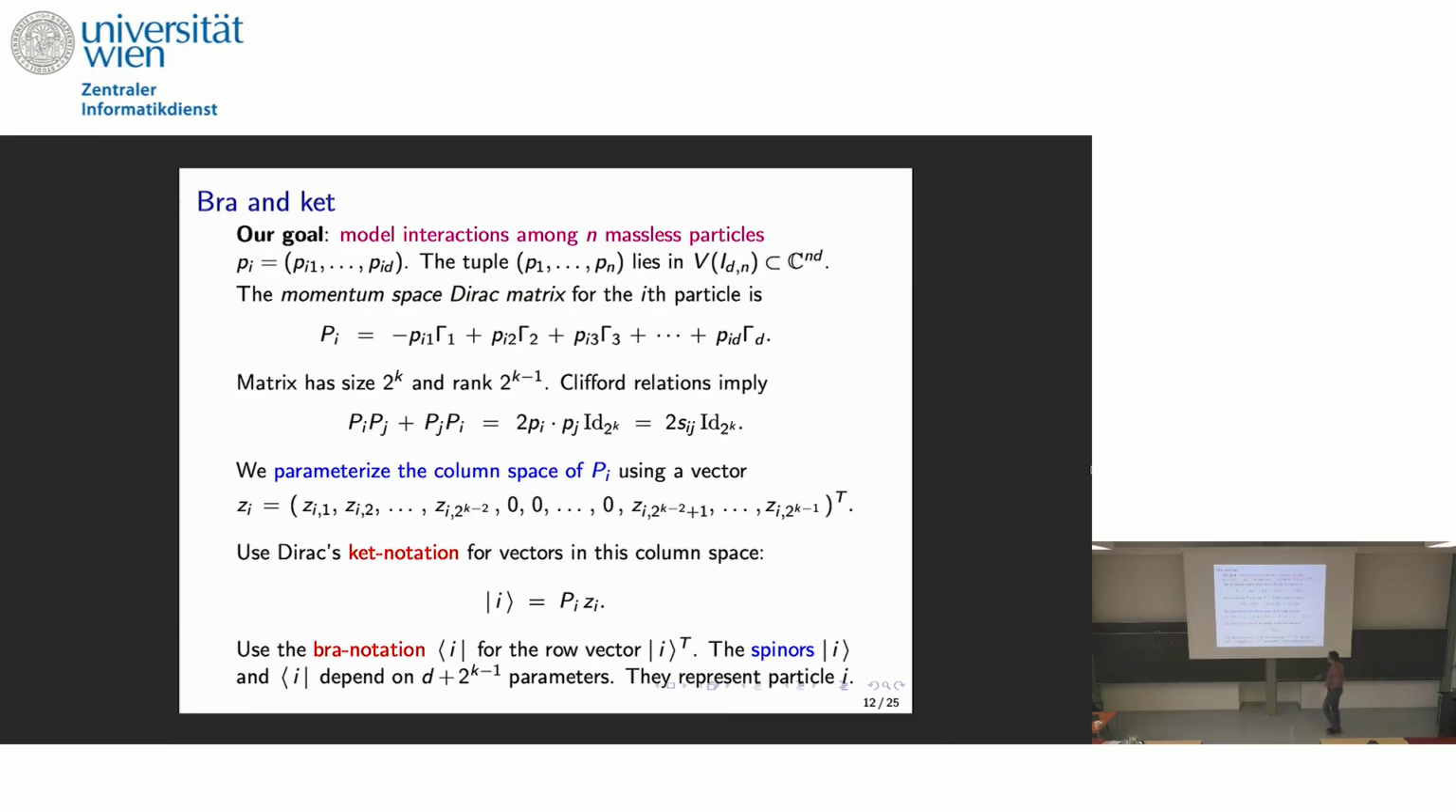Okay. Now, once you believe that cat is the column vector, then bra is the row vector. So bra, this other bracket, is the transpose of the previous vector. And these vectors are called spinors. Remember, a spinor is a vector of length 2^k. Now these spinors, the bra and the cat, depend on d parameters. So these are the d coordinates of our particle, and all these crazy Z unknowns, of which there are 2^(k-1), and together this package now represents the ith particle.